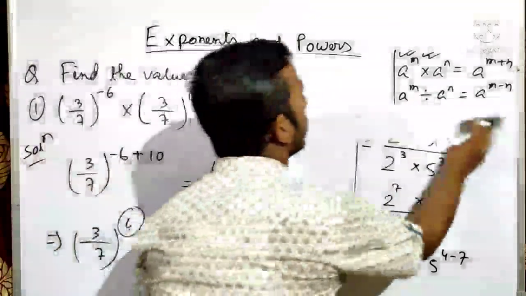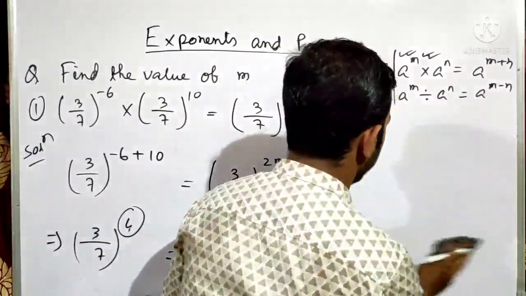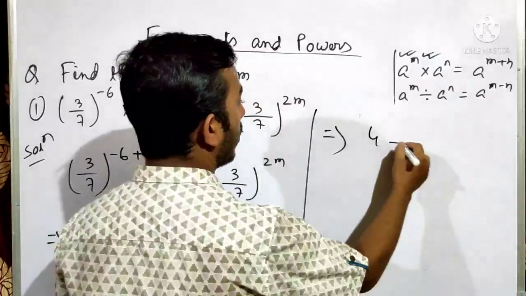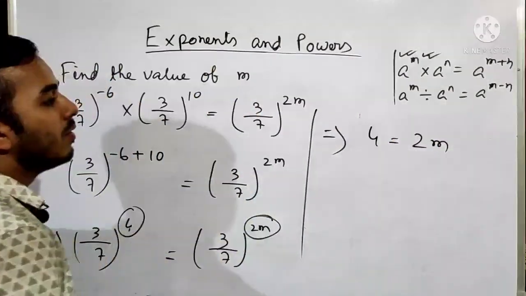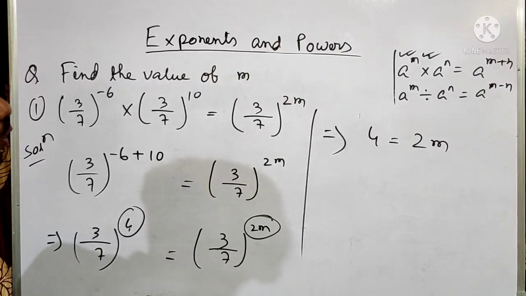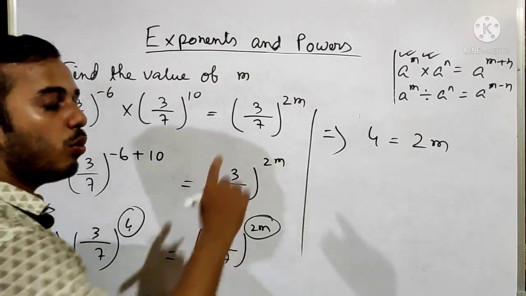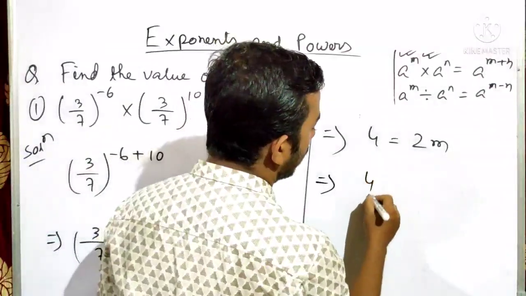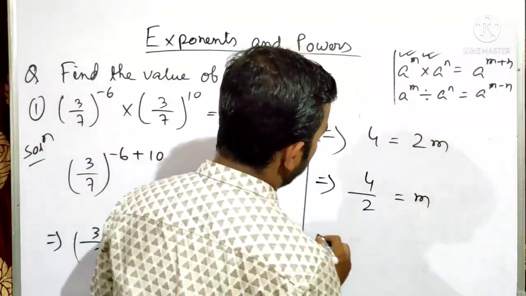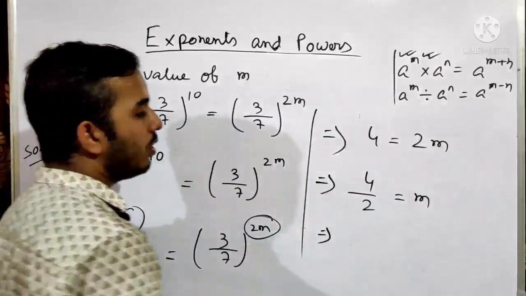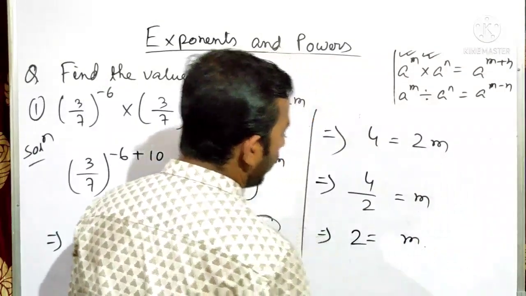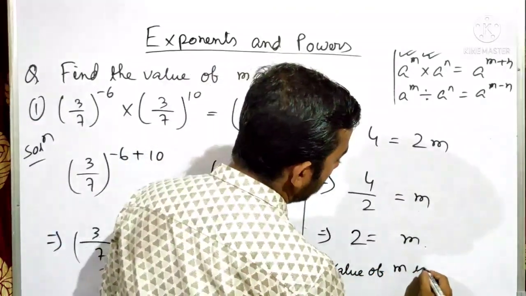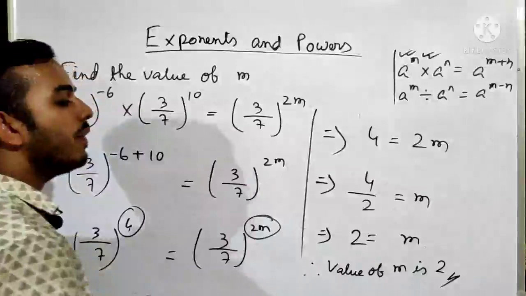So we'll write here 4 equal to 2m. Now we have to find the value of m, not the value of 2m. So we have to remove this 2. Here 2 is multiplied with m, so when we change the side, it will be divided. So 4 divided by 2 equals m. 4 divided by 2 is 2, so m equals 2. Clear? The value of m is 2.